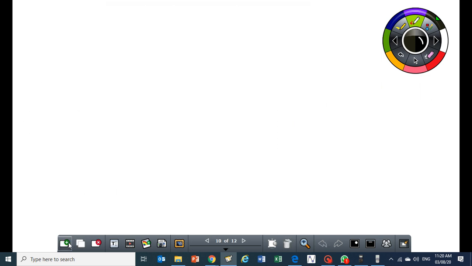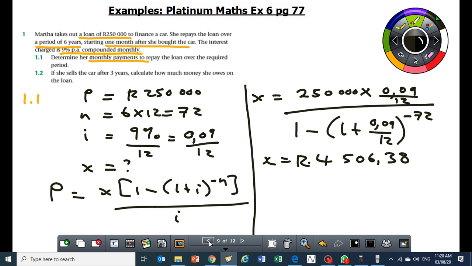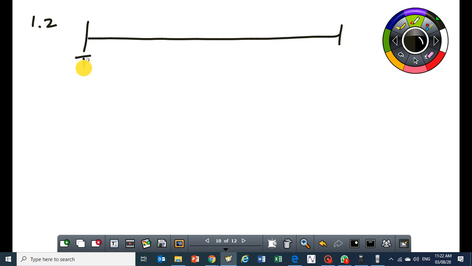Now the second part of the question says if she sells the car after 3 years, for whatever reason, the person decides to sell the car after 3 years. Calculate how much money she owes on the loan. Now, I want you to be aware of this. So my timeline for 1.2 will look like this. The duration is, I can put the total amount there. So that's T72. Remember, T3 is 3 times 12, which is T36, which is half.